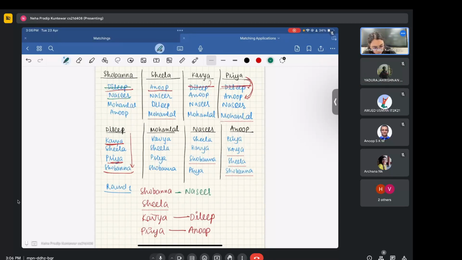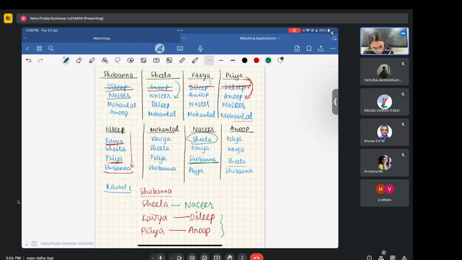Then Sheila proposes to Nasir. But Nasir is already engaged, so let's look at Nasir. He is currently engaged to Shobana, and when Sheila proposes, does he accept or reject? He accepts. So now Sheila is engaged to Nasir, and Shobana is again single. Kavya and Dilip are already engaged, so we leave these two pairs as they are.